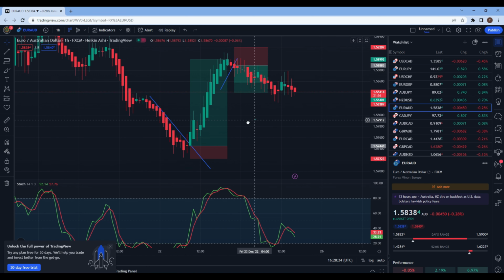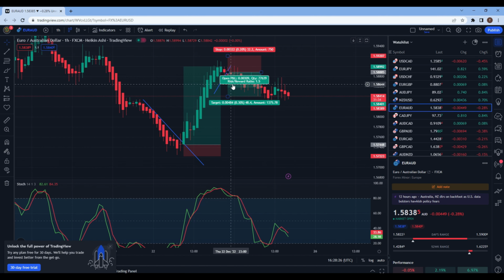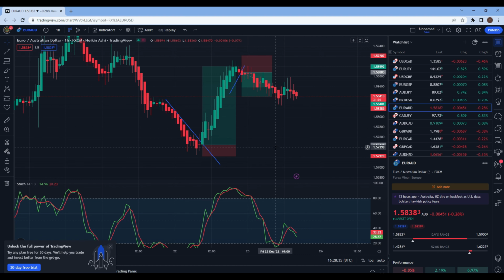It's a very profitable trade. After that you can see that I have shorted the market also, and also with my 1.5 rule this trade is very profitable.